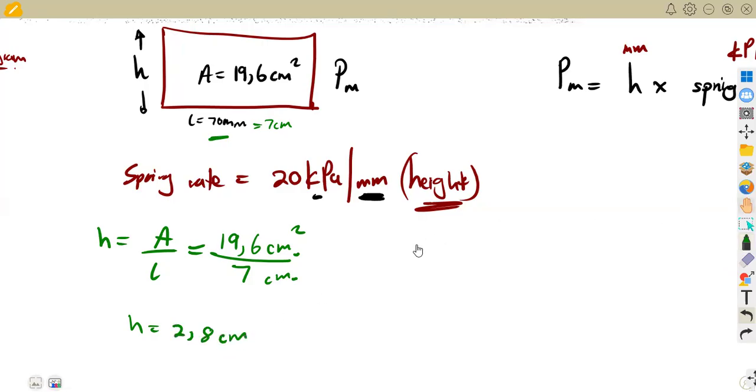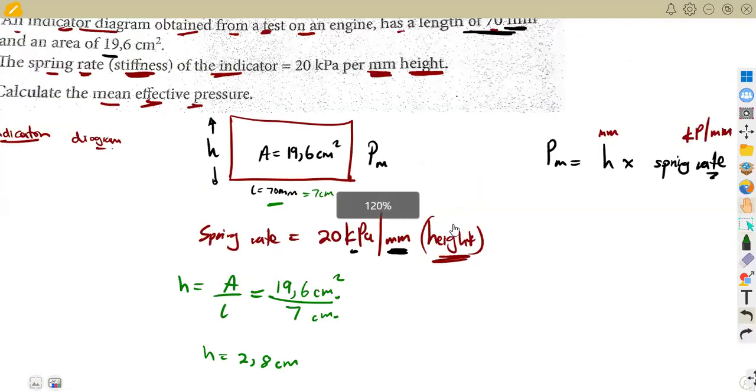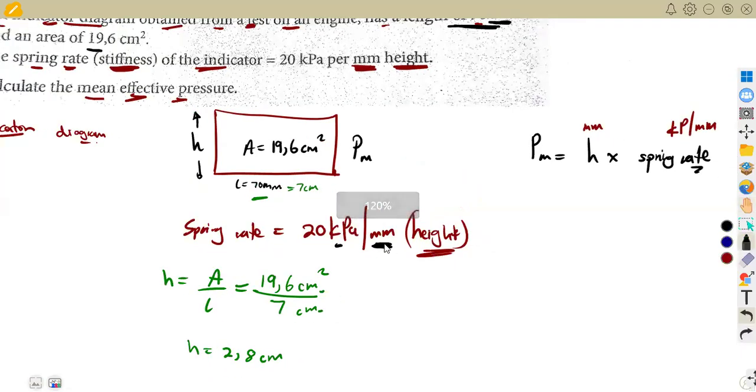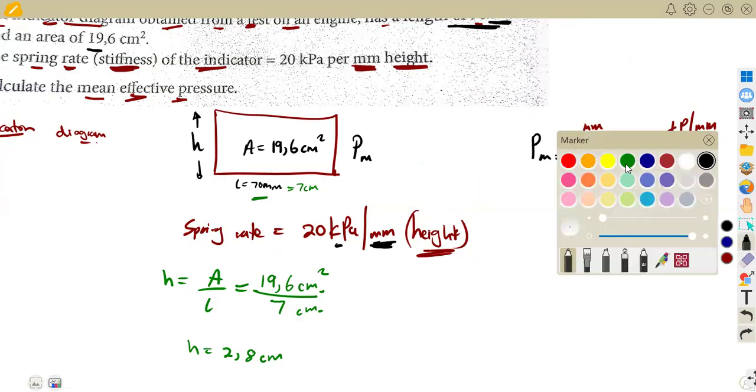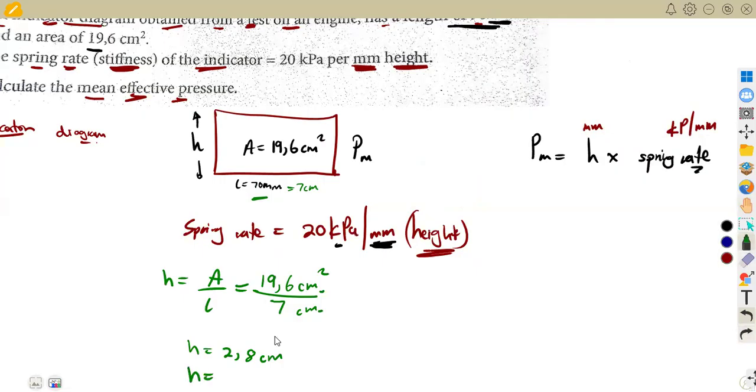But like I said, you use the units as you are given on the spring rate. It's per millimeter. So this must be converted to millimeters now. We are used to that conversion. It's easier for us, even if you have to convert again. 1 centimeter is 10 millimeters, so we multiply by 10. That means we've got what? 28 millimeters. So this is our height in millimeters, which is the one needed in the same units.